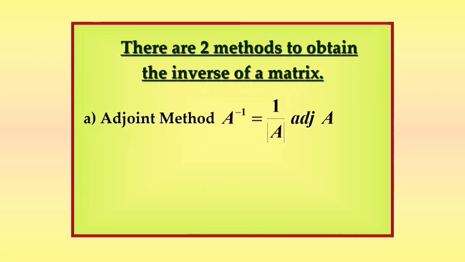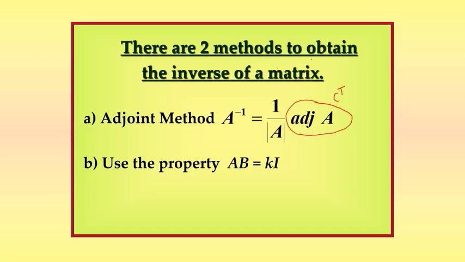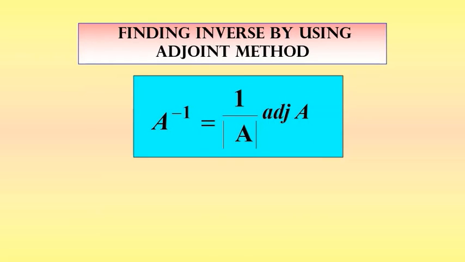First, by using the adjoint method, inverse equals 1 over determinant A times adjoint A, where the adjoint is equal to C transpose. And second, by using the properties AB equals to KI, where I is the identity. So let's find the inverse by using the adjoint method. This is the formula that I showed you just now.